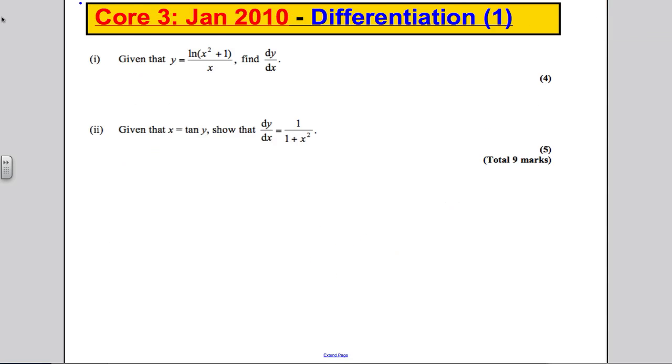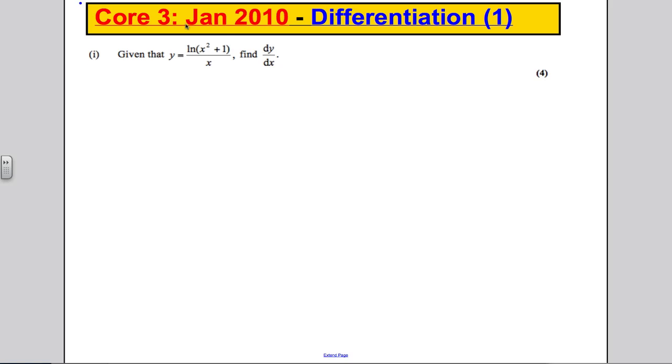Okay, next one. We want to differentiate the following two parts. So pause the video, have a go. I'll go through part 1 now. If that is your y and you want to find dy by dx, you should realise it's a quotient, a fraction, so it's of the form u over v.